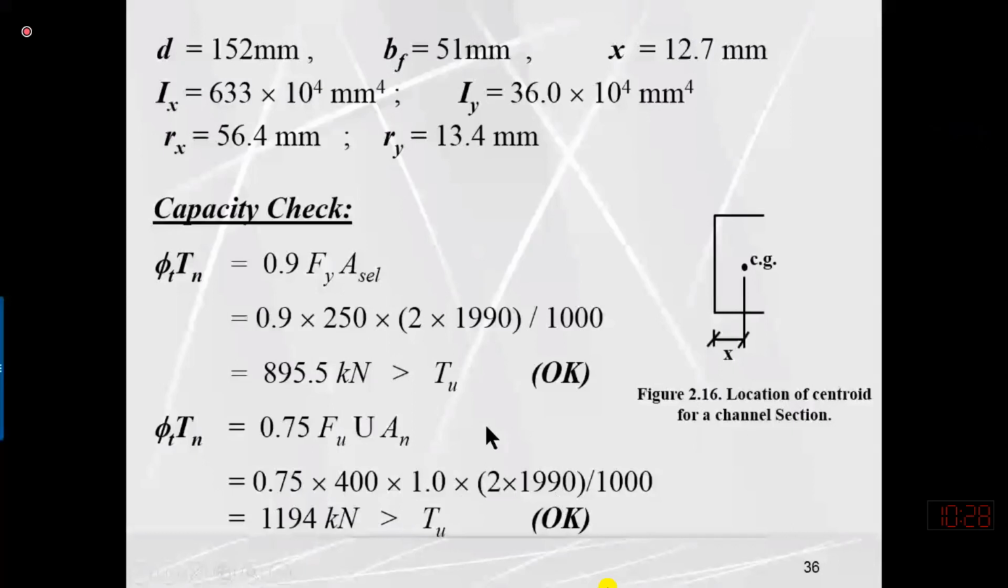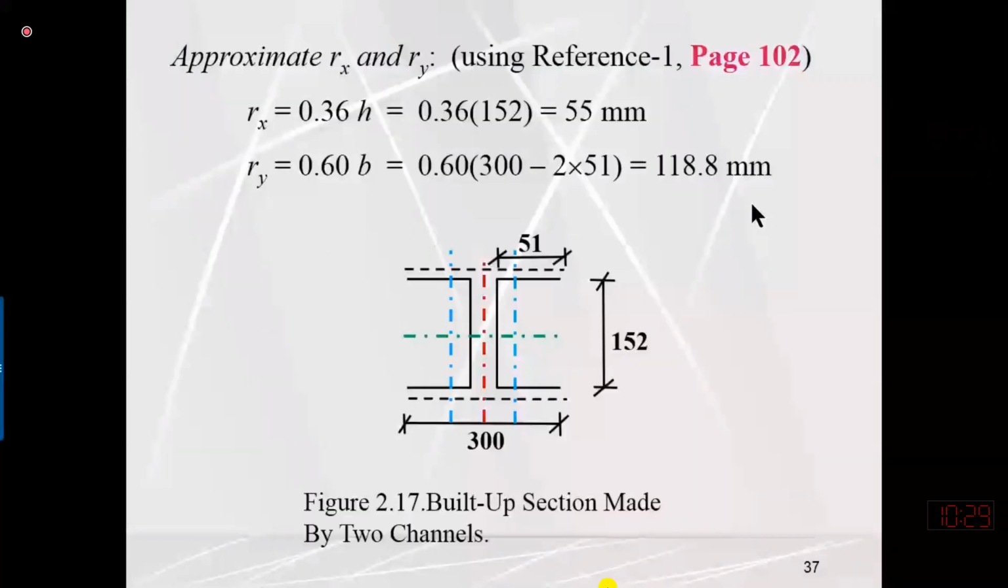The second check is b minimum. B minimum criteria, minimum width is 50 millimeter for welded connection. So the available BF, BF in case of the flange, is this one. So 51 is more than 50, so that is sufficient. I will explain this later on.